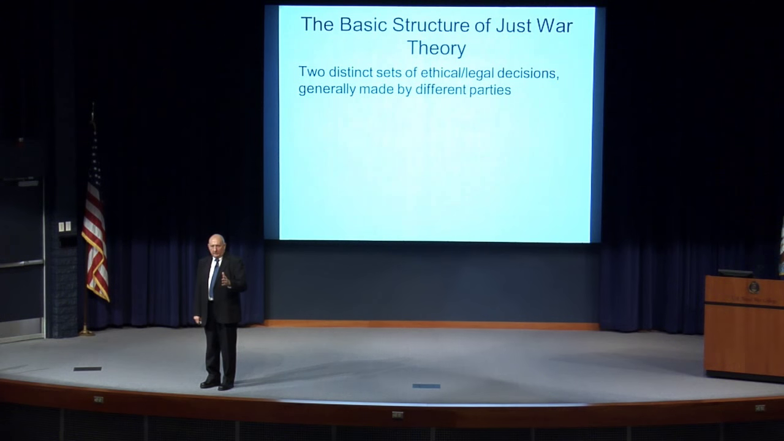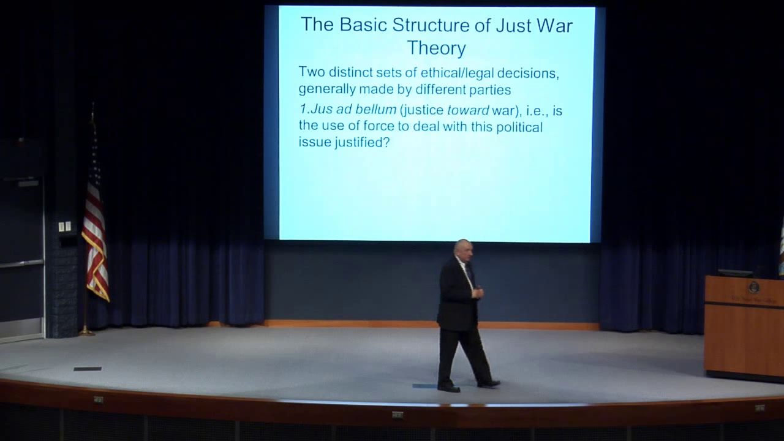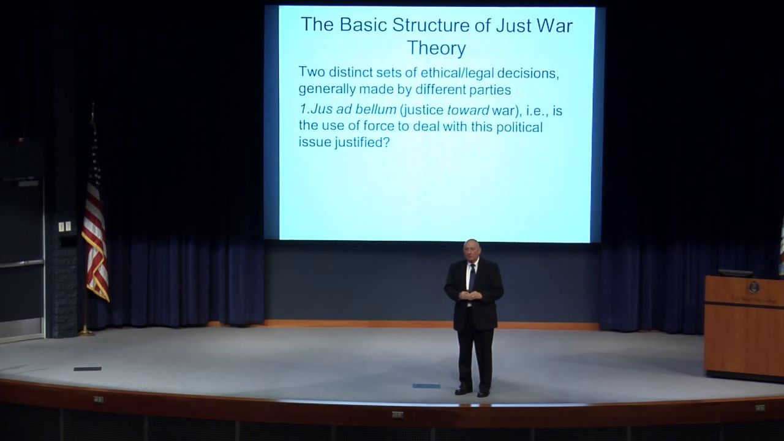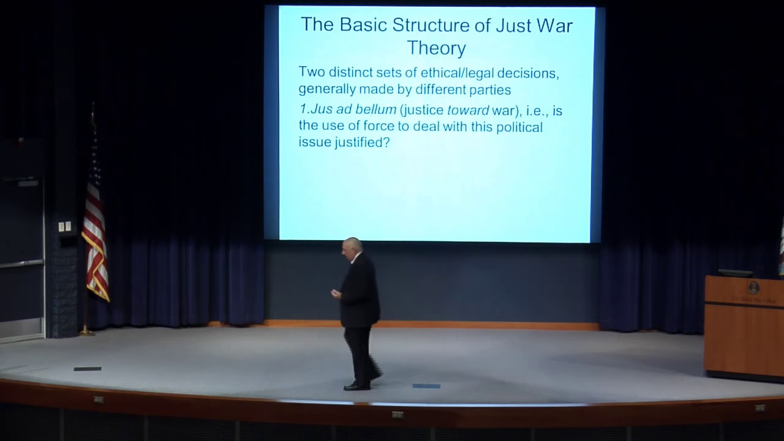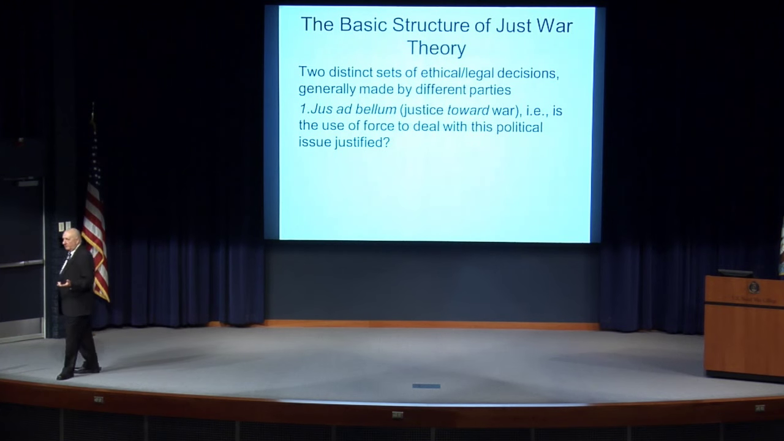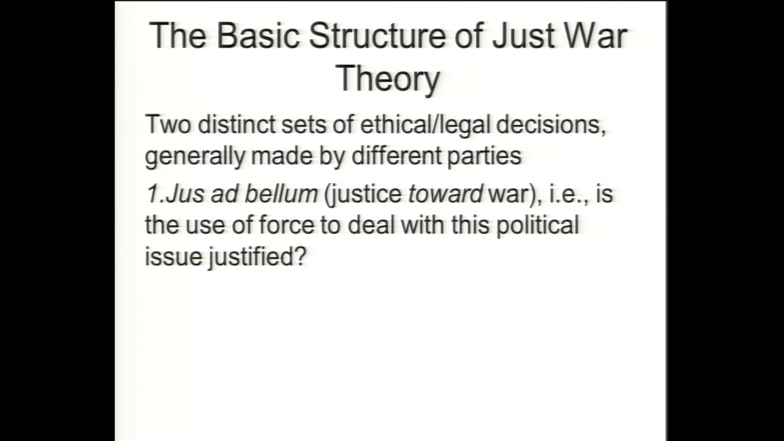As Walzer puts it in his book, wars get judged twice. They get judged on two different sets of criteria. First, jus ad bellum. If you remember your Latin prepositions from painful Latin classes, ad is going toward war, right? Justice going toward war. So these are the questions you ask before you start a war. You've got a political problem, a state doing something you don't like, you're having a dispute about something. This is the set of questions you ask about whether this is worth thinking about going to war over or not. Would it be justified to use military force because of this particular problem that's confronting us?